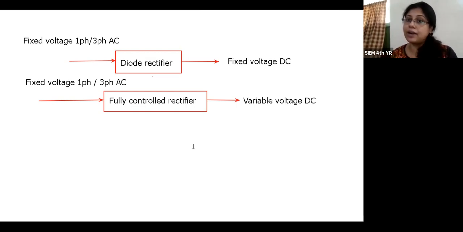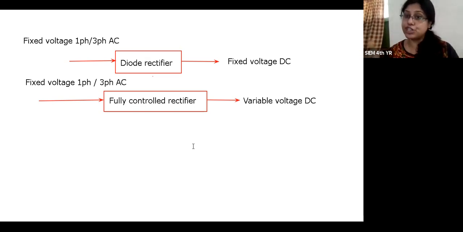That is up to the range of our motor. That means in which range the motor should operate, that we have to calculate, and you have to know that first. Then we can choose whether a fully controlled rectifier or a half controlled rectifier is required.